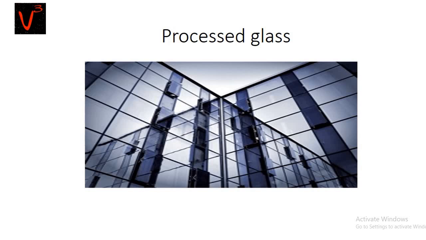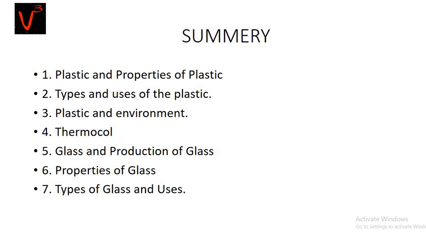Summary. We studied what is plastic and properties of plastic. Then we studied types and uses of the plastic. Then we understood what are the ill effects of plastic on environment. Then we understood about thermocol and how it is made. Then we understood glass and the production of glass. Then we saw properties of glass and what are different types of glass and uses of it.